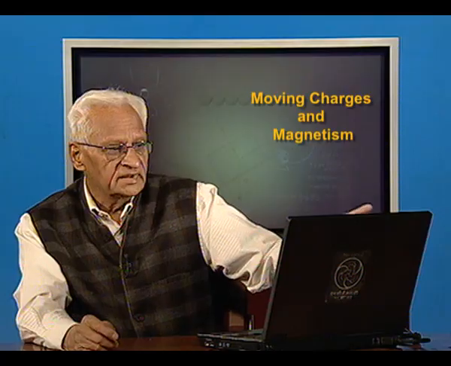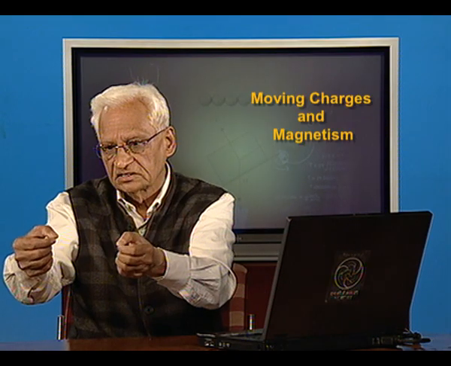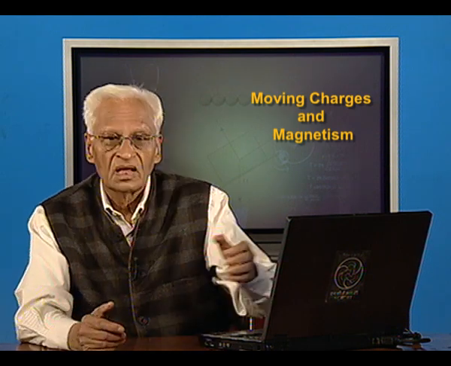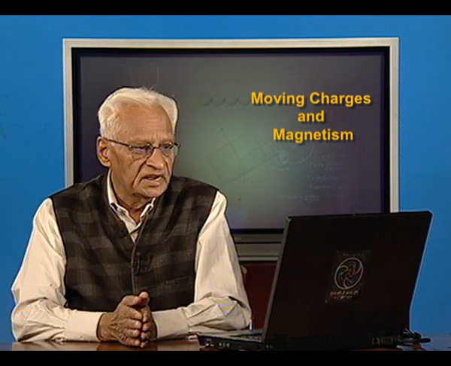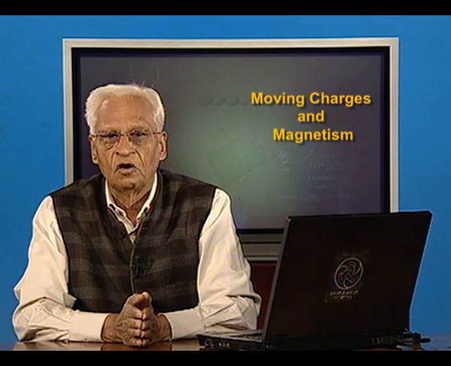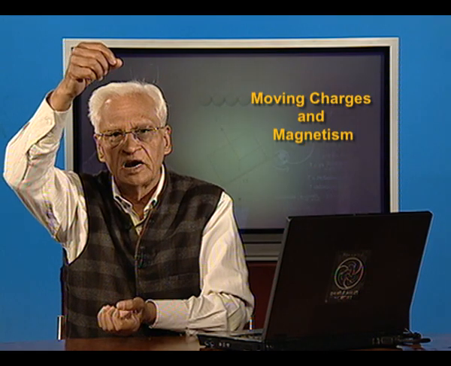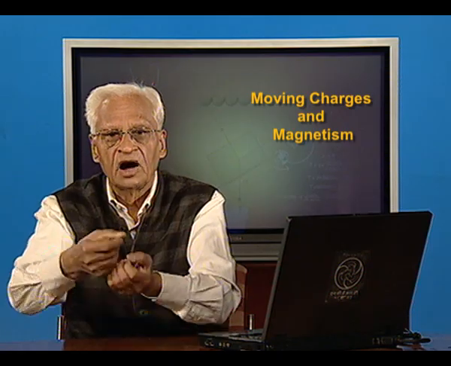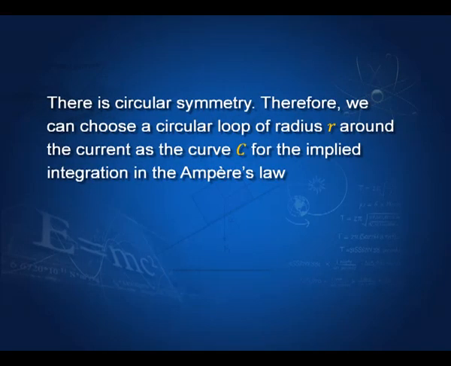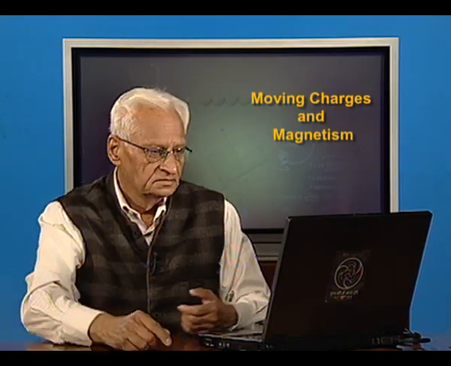As an application of Ampere's law, let us find the magnetic field due to a straight current at a distance r from it. So, I have a straight current, and at a distance r from this current, I want to find out the field. Remember that I am taking a very long straight current. In fact, theoretically it should be infinitely long. If it is so, then there is symmetry all around the current, except at the points near the ends. So, we are not worried about the ends, we shall take somewhere far from the ends. There is circular symmetry also, because there is a straight current.